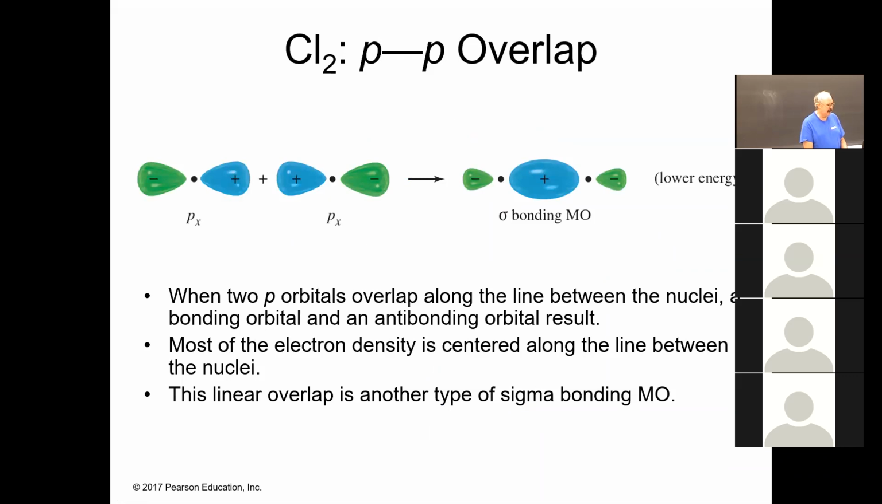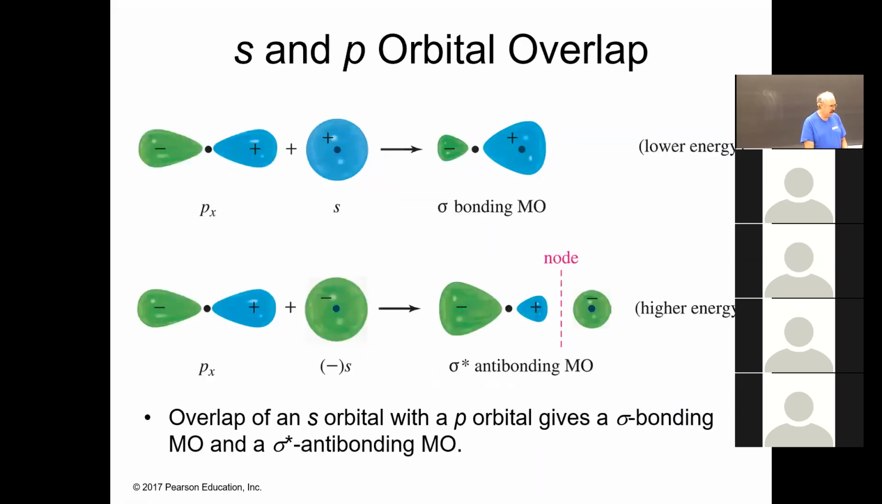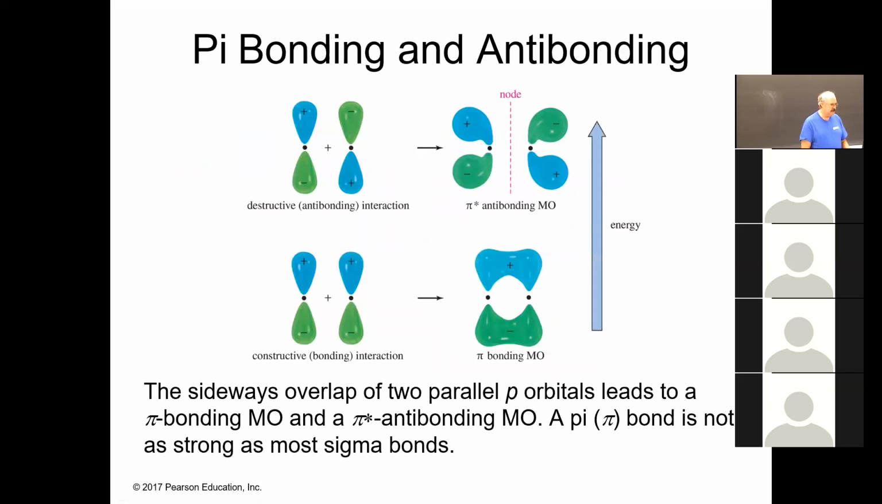You can have sigma overlap between 2 p orbitals. You can also have sigma overlap between an s orbital and a p orbital. Here we have constructive interference, which produces a bonding molecular orbital, and destructive, which produces an antibonding. The other type of bonding which we'll consider in this course is pi bonding, where we have the side-to-side overlap of two p orbitals.